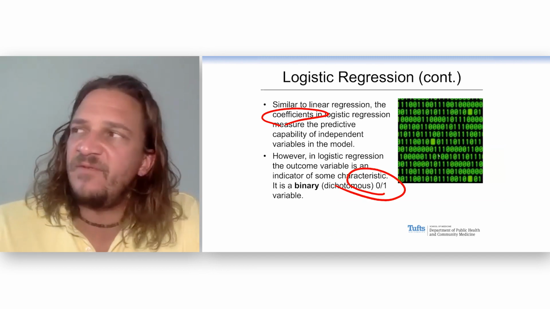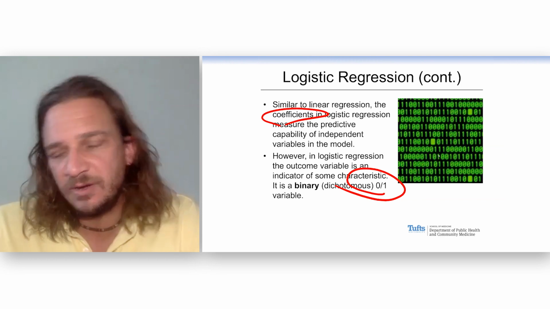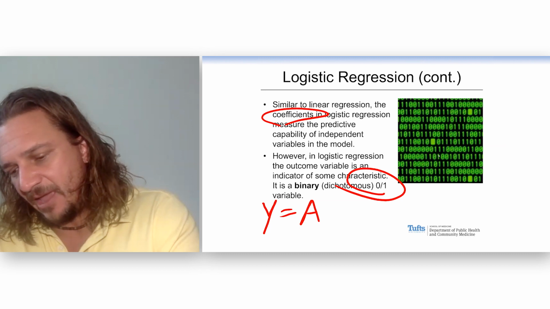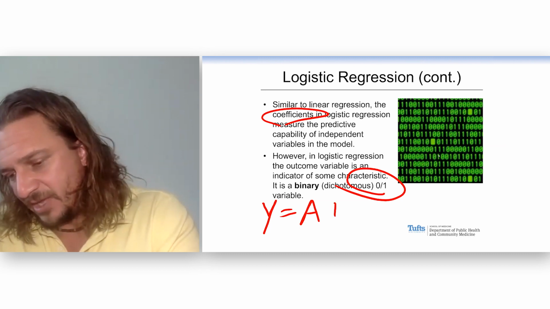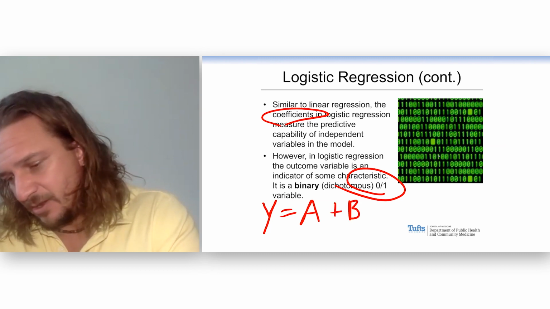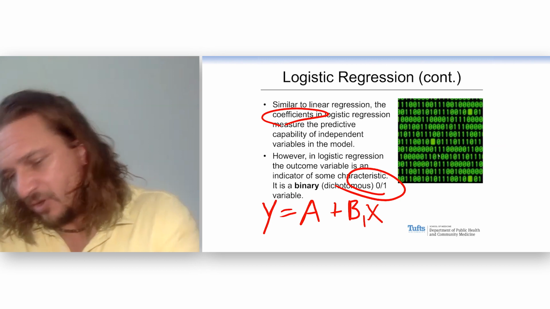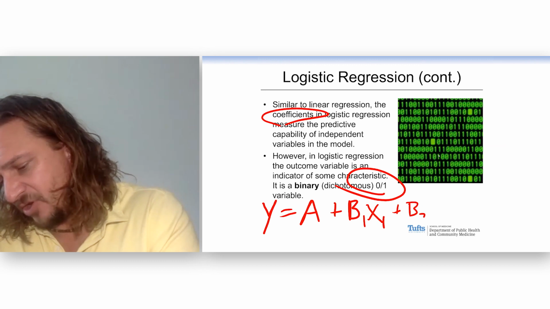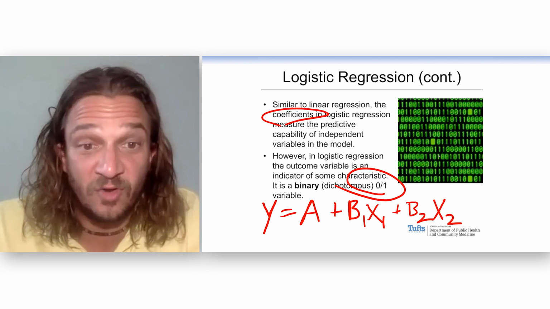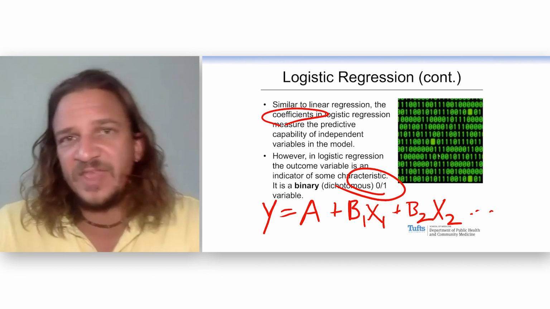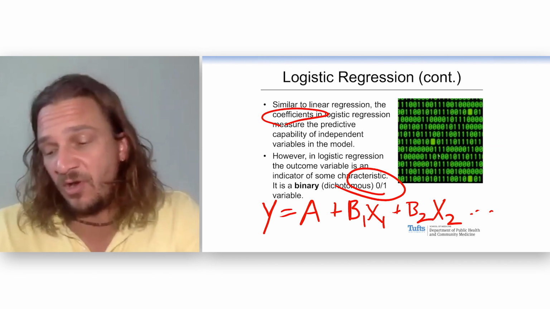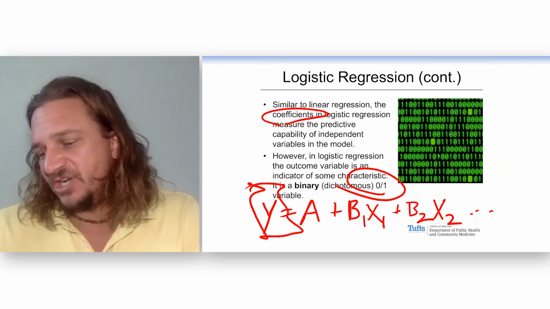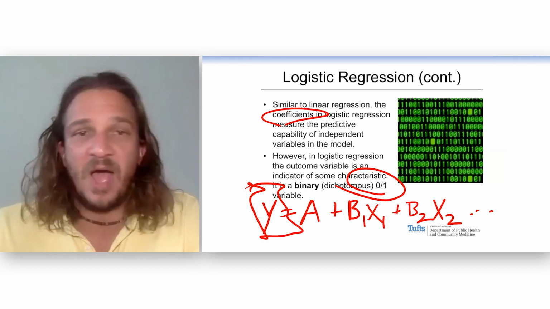So think about everything you know about regression. Y equals A, the intercept, plus B1 X1, a slope for some predictor, plus B2 X2, a slope for another predictor, as much as you want. All of that stuff is going to be the same, except we are now going to change this side of the equation so that we have a 0, 1, or a binary variable.